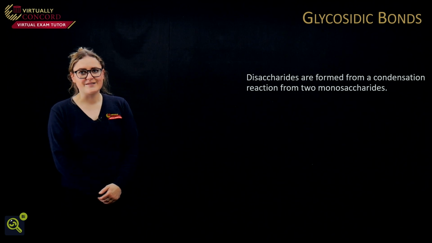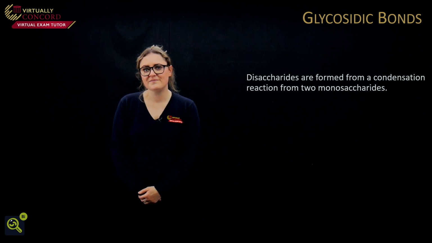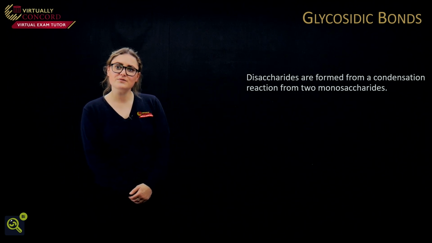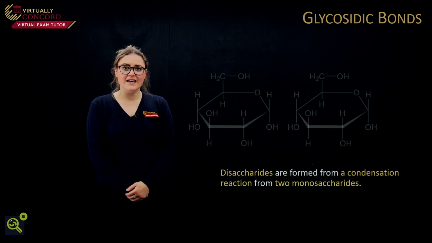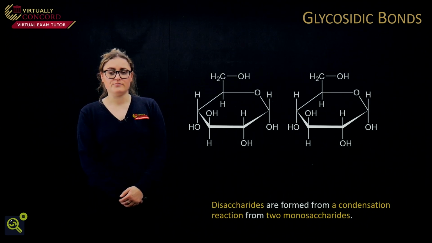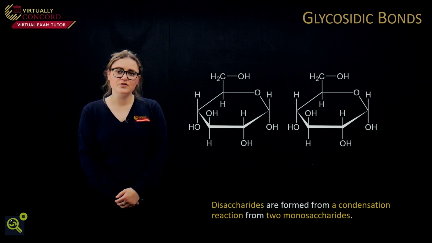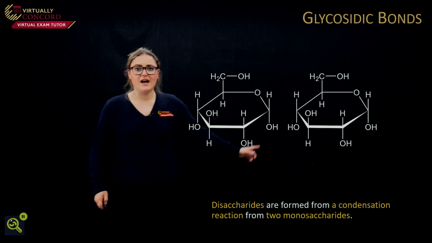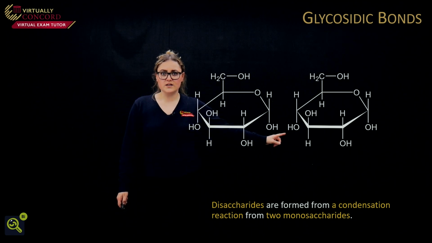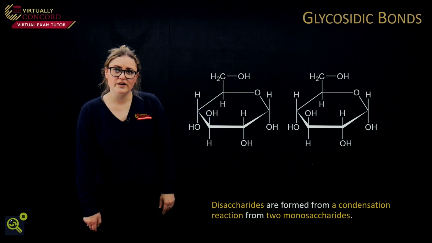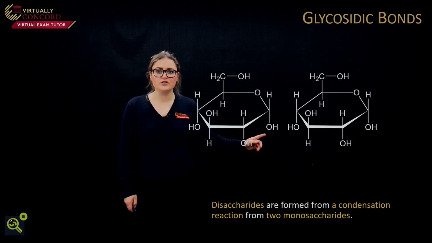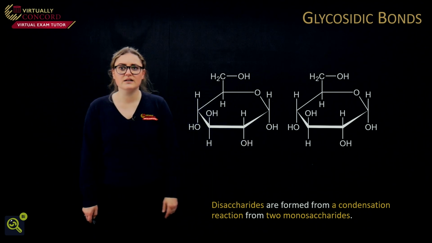Let's have a look at how some of these disaccharides are formed. They're formed from a condensation reaction between two monosaccharides. Here we have two alpha glucose molecules, and we're going to join them together to create a maltose molecule. That happens when we remove the water, so the OH from here and the H from here. That allows us to create a water molecule, and our oxygen bridges the gap between our two molecules.